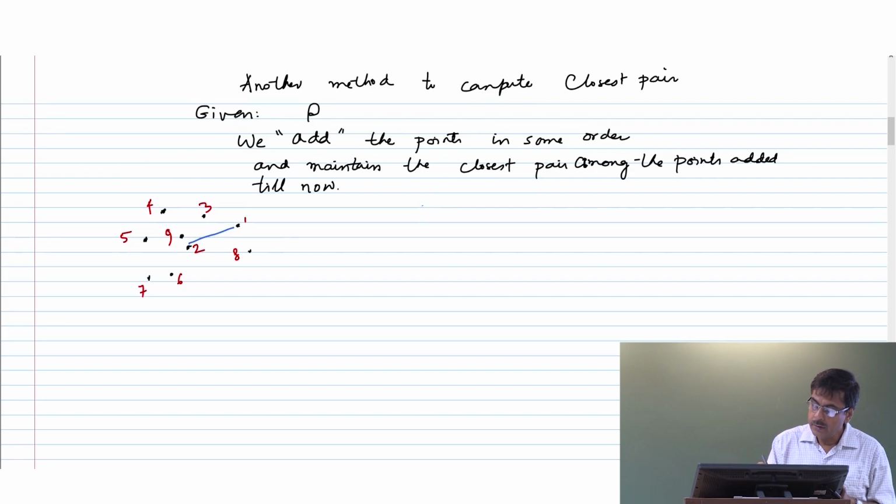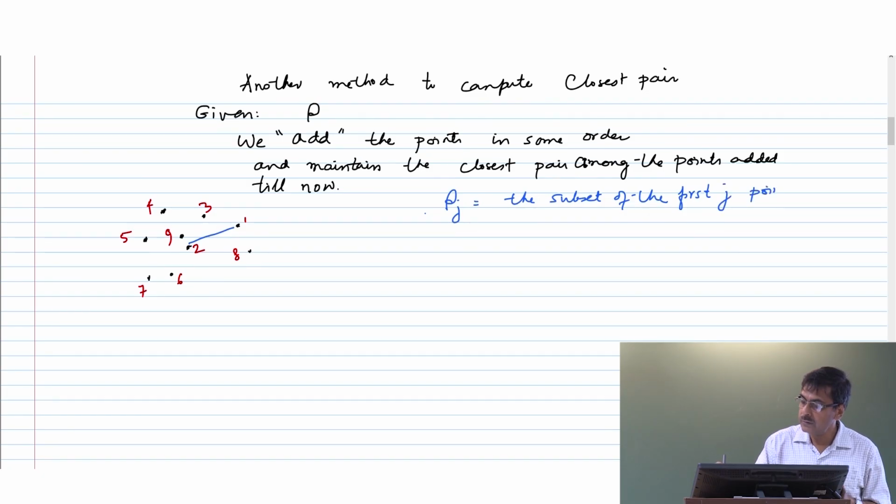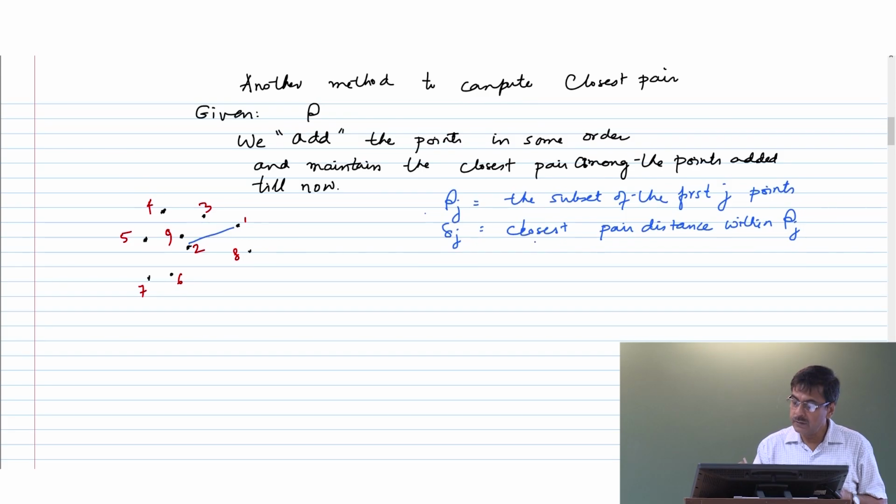Let me say that Pj is the subset of the first j points, and let us say delta j equal to the closest pair distance within this subset of points Pj, and the closest pair themselves could be denoted by, okay, so I think this should suffice.